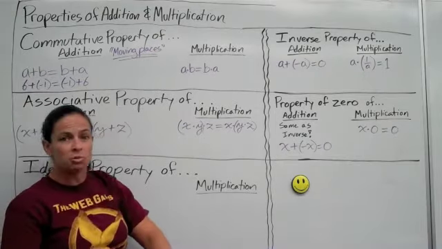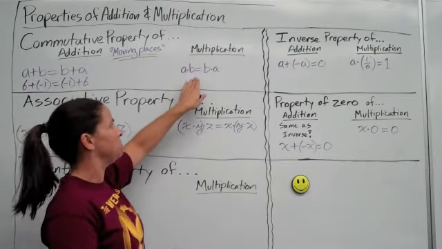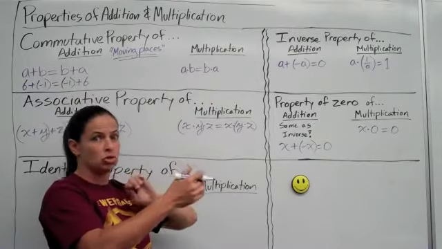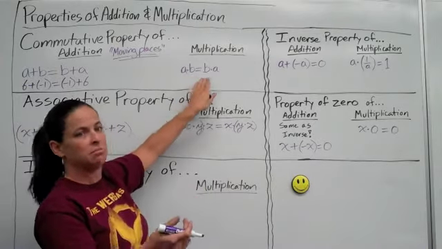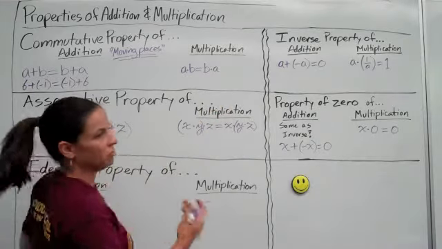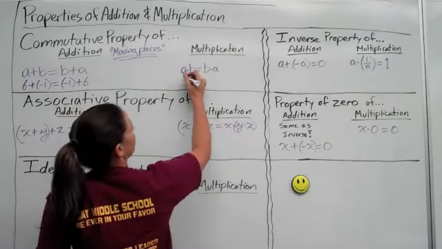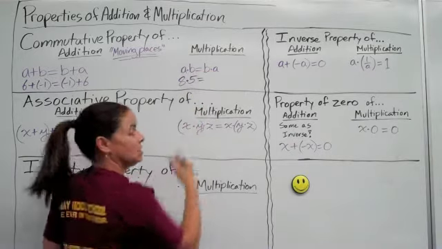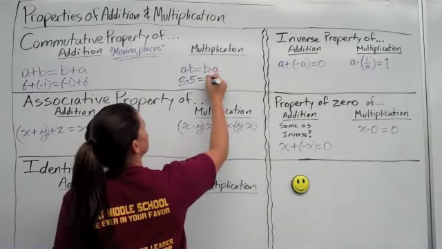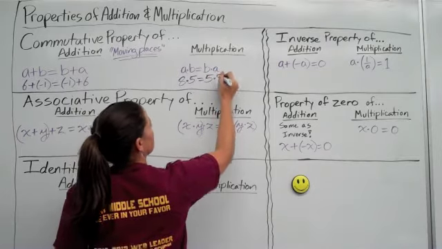Same thing works with multiplication. If I have A times B, they can commute or move places, and A times B is the same as B times A. So if we tried it with numbers, if I tried 8 times 5, this is the same as 5 times 8.